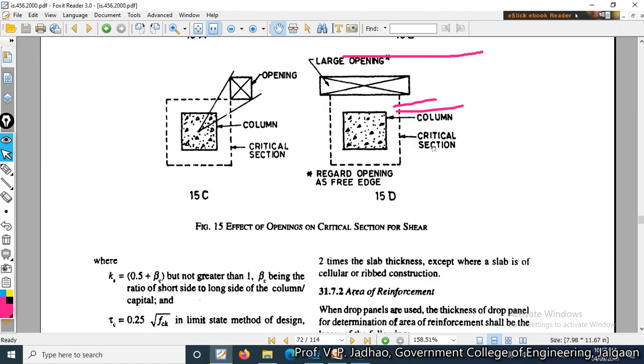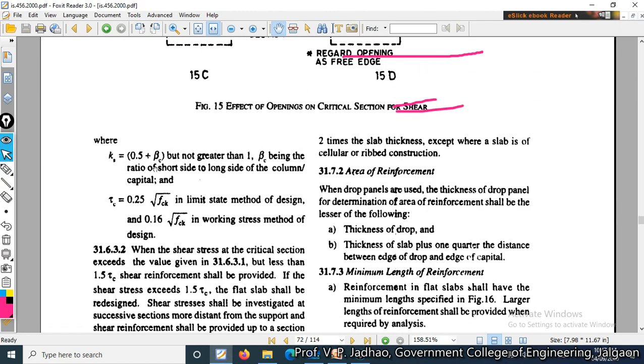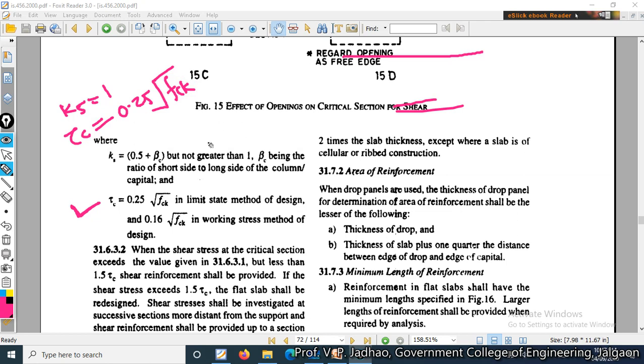Now the value of Ks, we will consider this constant Ks equal to 1, and the value of tau c is given by this equation: tau c is equal to 0.25 under root fck, as per the limit state method. This is given here only.